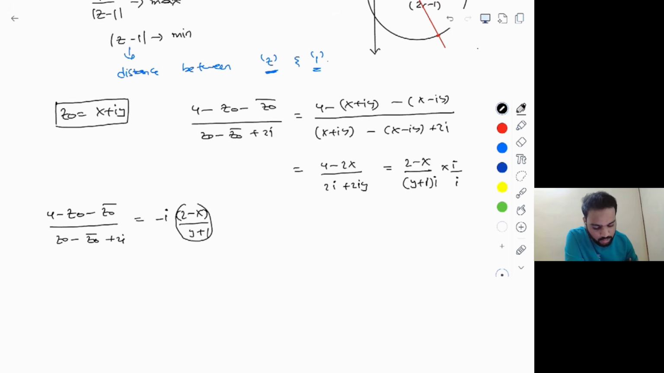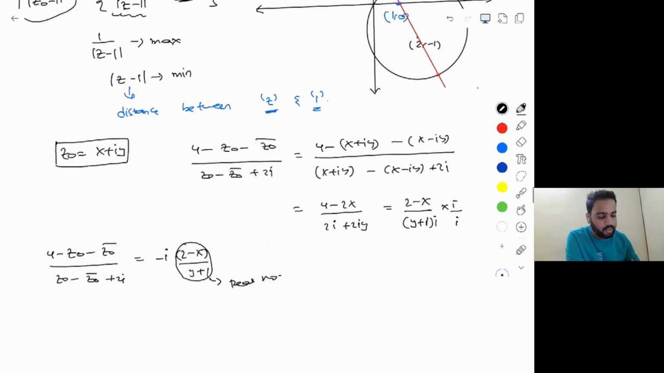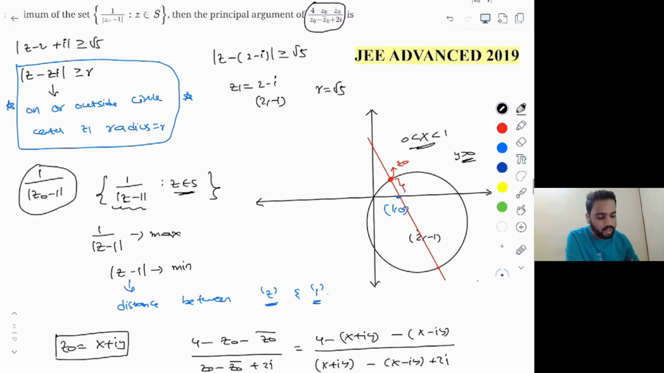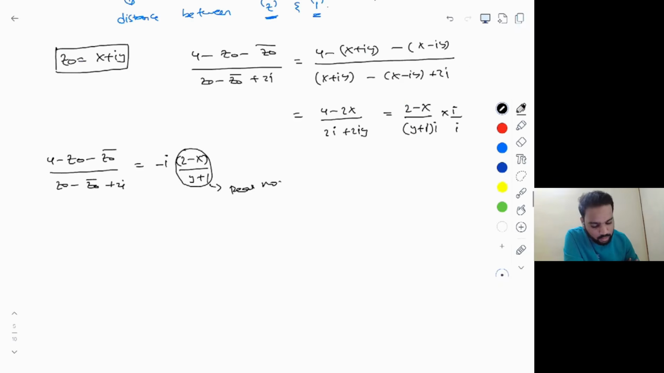So this (2 minus x) divided by (y plus 1) is a real number. And more importantly, here x belongs to (0, 1) and also y is greater than 0, which makes this 2 minus x positive. I'll mention that condition: x belongs to (0, 1) and y greater than 0. So if x belongs to (0, 1) and y greater than 0, this value will be a real number and also a positive value.